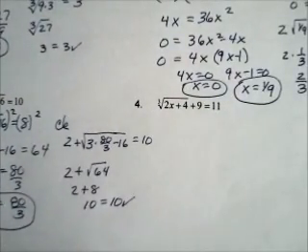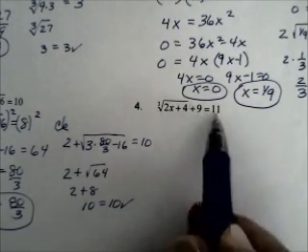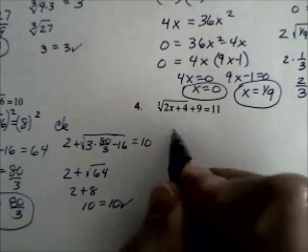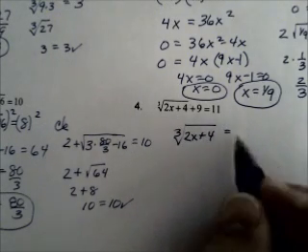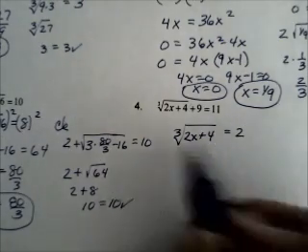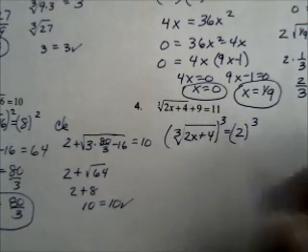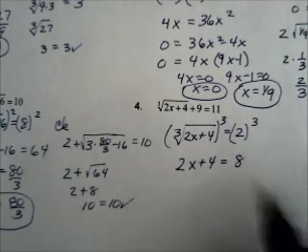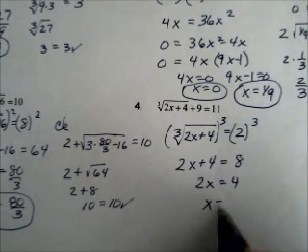And number 4, here we have a cube root. Let's isolate that radical, subtract 9 from both sides. We get 2, so we have the cube root of 2x plus 4 is equal to 2. Radical is isolated, so now we raise both sides to the 3rd power. 2x plus 4 equals 8. Subtract 4, 2x equals 4. Divide by 2, x equals 2.